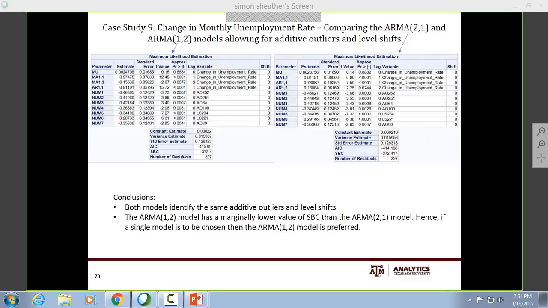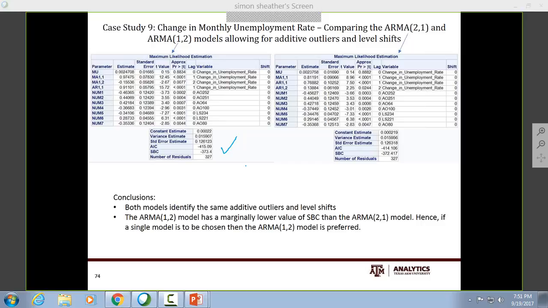So if you have a look here, the model which is ARMA 1-2 is minus 373, and the ARMA 2-1 model is minus 372. Which one are we going to pick? We're going to pick ARMA 1-2. Is it really going to matter that much? No.